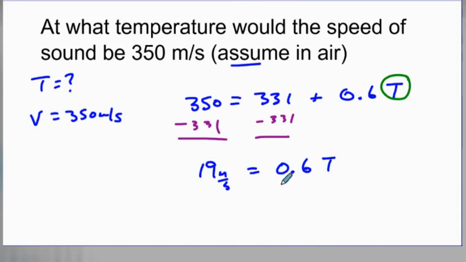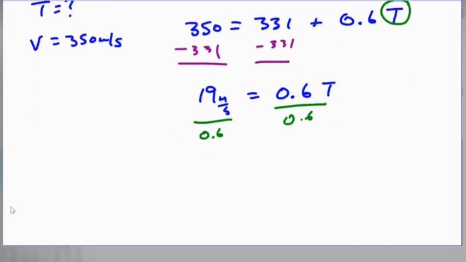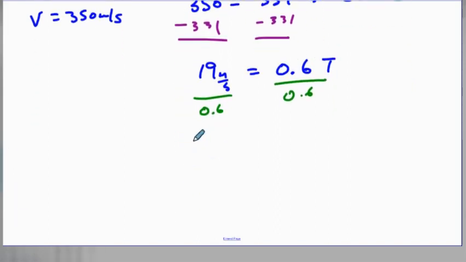Now what I'm going to do is divide this by 0.6, divide that by 0.6, and I'm going to end up with the temperature will be 19 divided by 0.6, and I'm getting 31 and 2/3, or 31.666667 degrees Celsius.